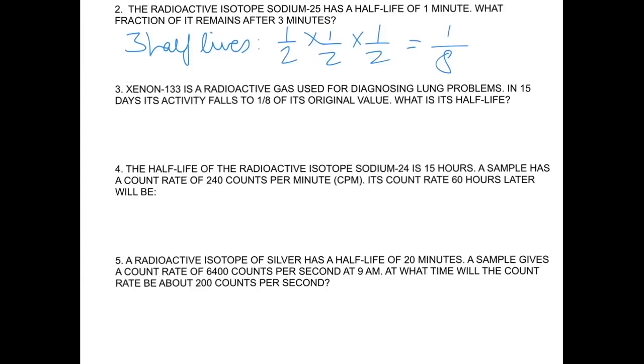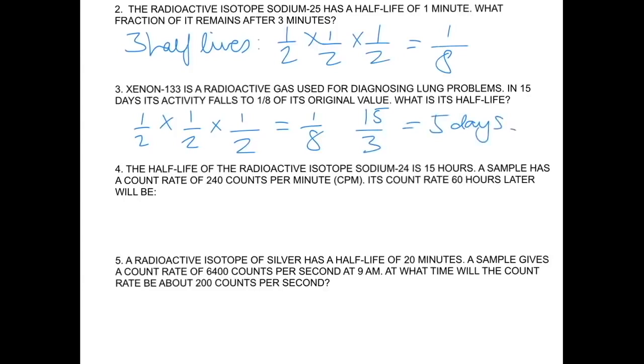Question 3. Xenon-133 is a radioactive gas used for diagnosing lung problems. In 15 days, its activity falls to 1/8 of its original value. What is its half-life? So we need to work out how many half-lives occur to get to 1/8. You might have to do trial and error, but you just do as many half-lives as you need to in order to get to 1/8, and the answer is actually going to be 3 of them. So 3 half-lives occurred in 15 days. So how long did it take for 1 half-life to occur? Well, you just need to do 15 divided by 3, and the answer is 5. So 5 days is its half-life.